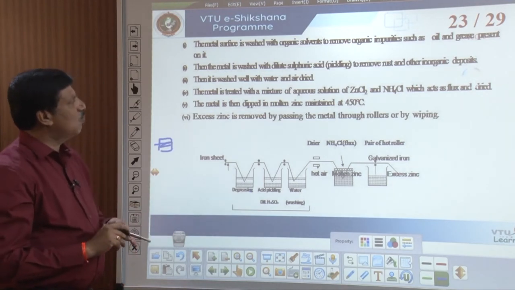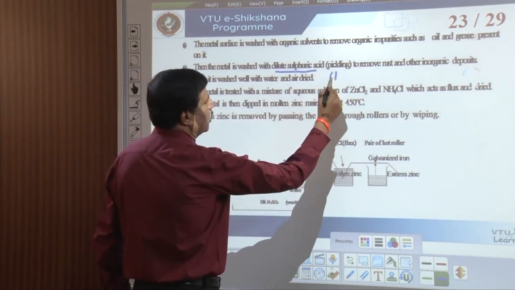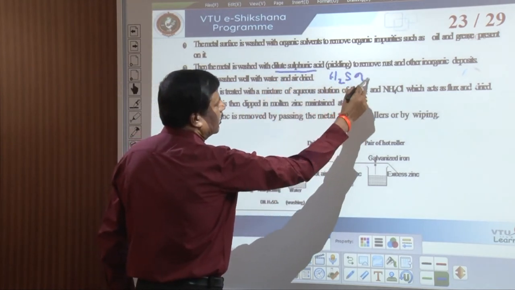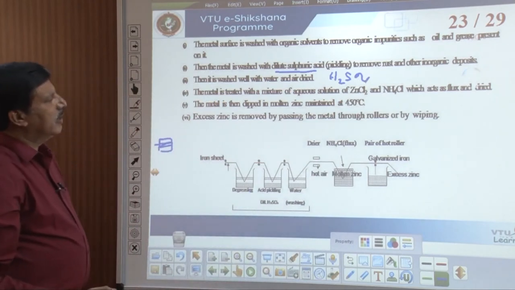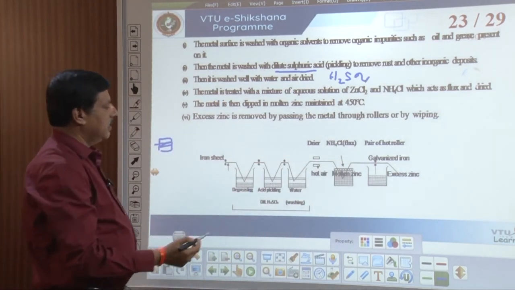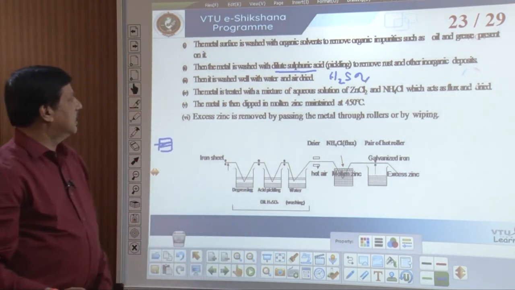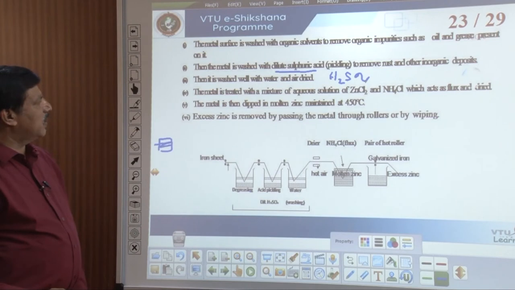Then the metal is washed with dilute sulfuric acid, H2SO4. This is called pickling, to remove rust and other inorganic deposits. This is acid pickling. Degreasing means removing the dust. Then the third step is that the metal is washed with water and air dried.